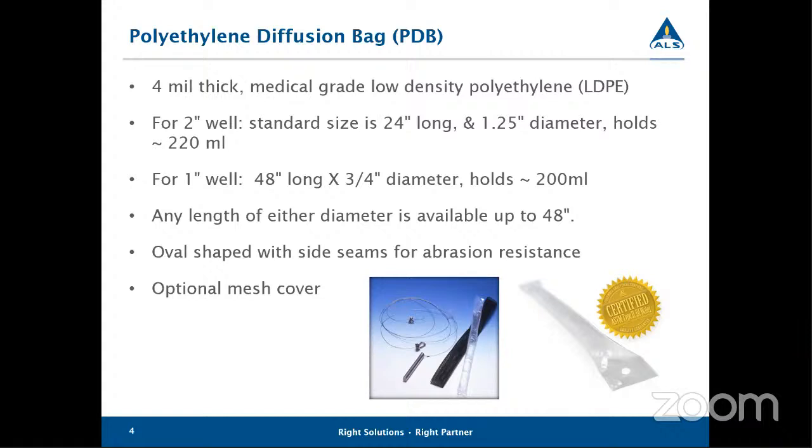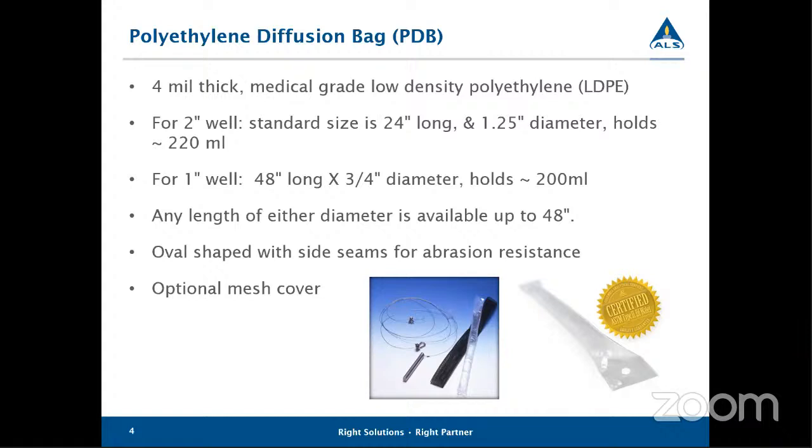So we make them in a couple of different sizes. For a standard 2-inch well, the standard size is going to be 24 inches long by 1.25 inches diameter. On that, you'll hold about 220 mLs, so there'll be plenty to fill up your three 40 mL VOA vials. For a 1-inch well, we double the length, so 48 inches long, because they're only 3/4 inch diameter to fit into the smaller well, and you'll still get about 200 mLs on that size.